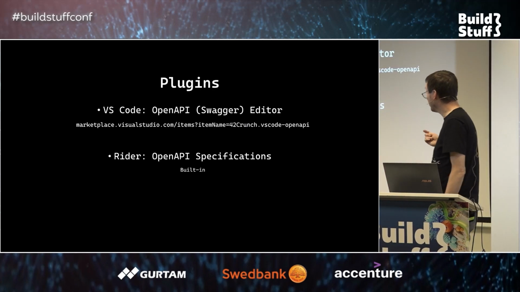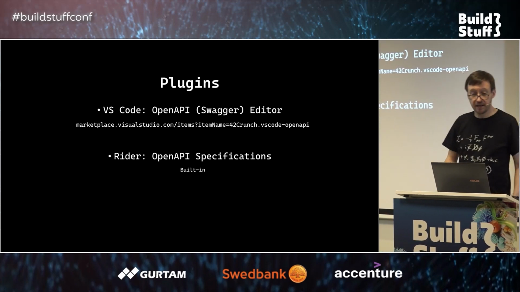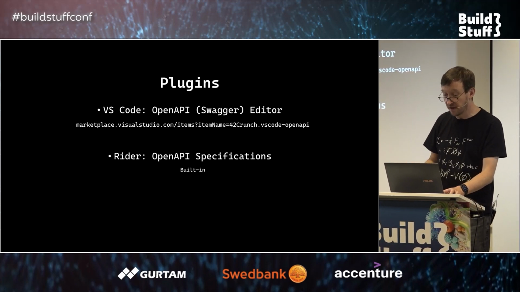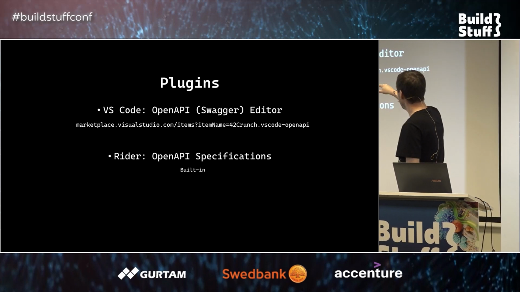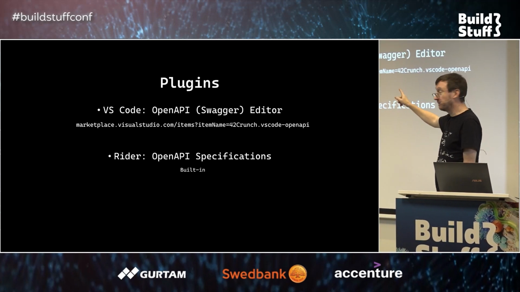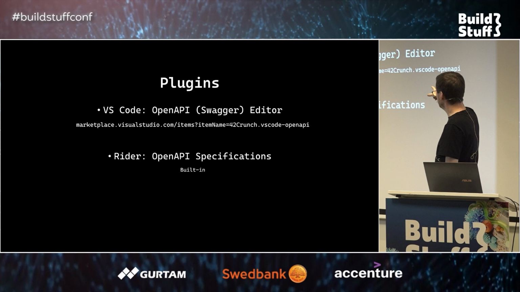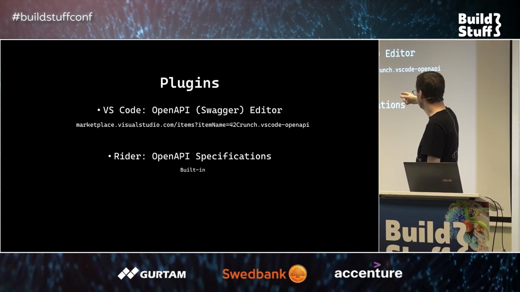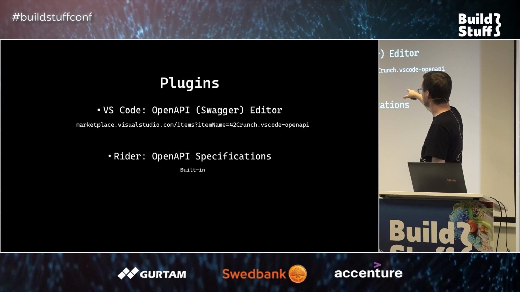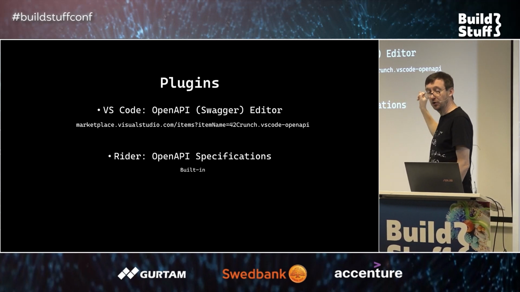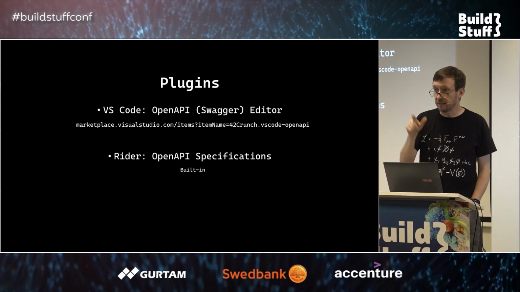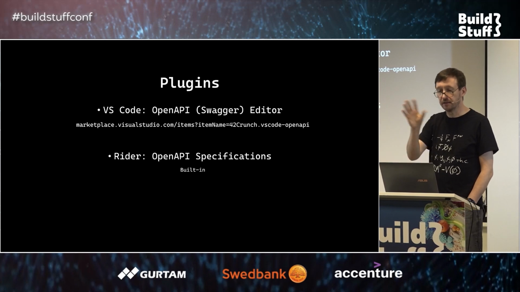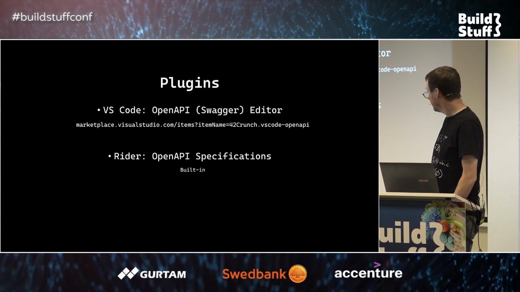So, plugins. Rider actually has the OpenAPI specification built in, and I'm going to show you that in a minute. VS Code has multiple OpenAPI extensions. The one that I use, that seems to be the most up-to-date and best supported, is 42crunch.vscode-openapi. That's what is giving me lints and control-click to follow link and so forth inside my Visual Studio Code experience.